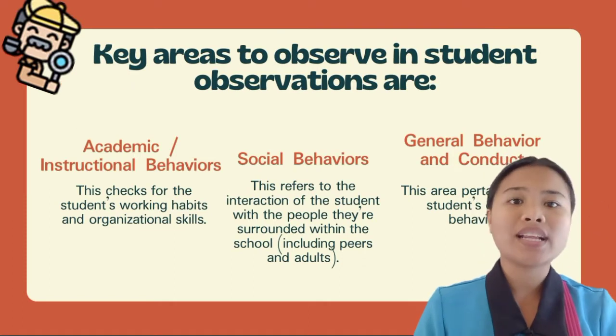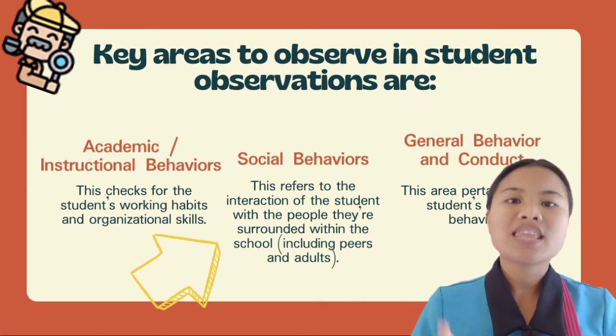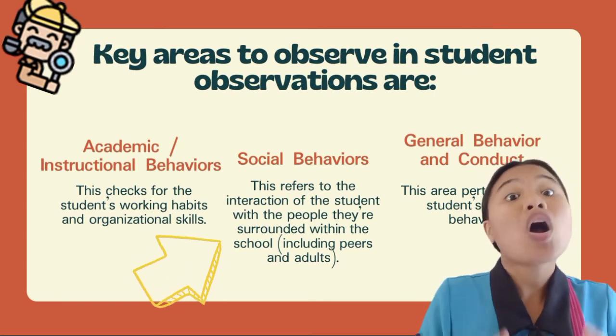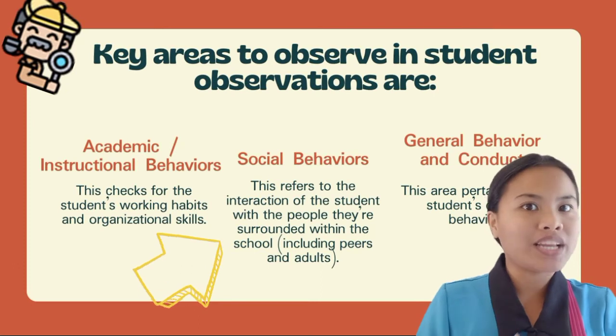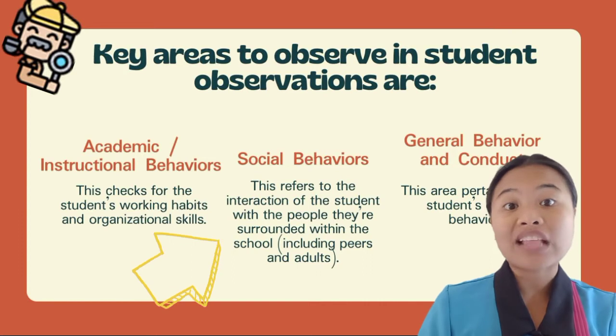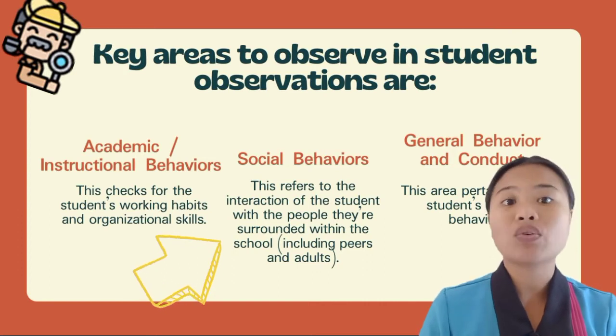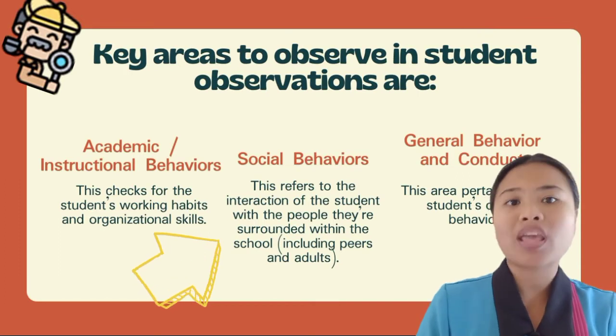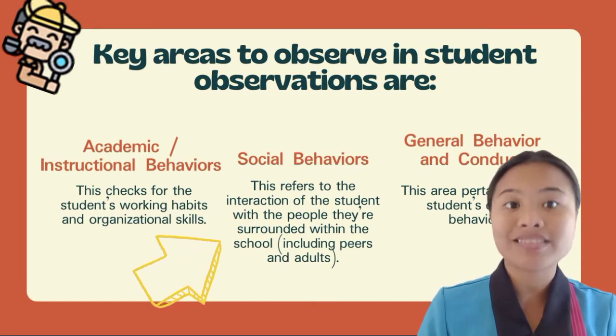The second one is the social behaviors. This refers to the interaction of the students with the people they are surrounded with in the school, including the peers and adults. Examples: is the student friendly and respectful towards adults and his or her peers? Does he or she interact appropriately with peers in an academic setting?